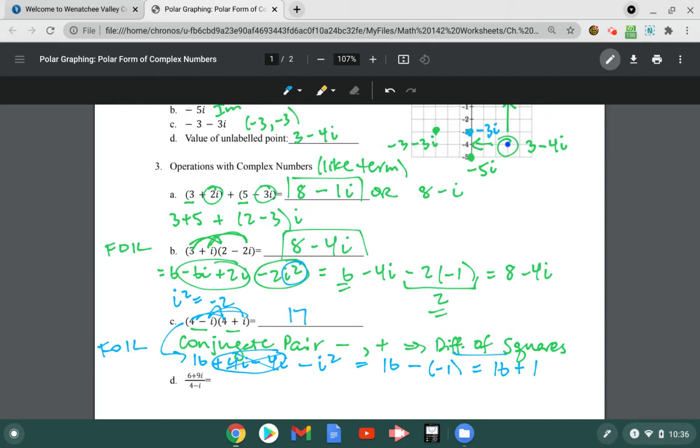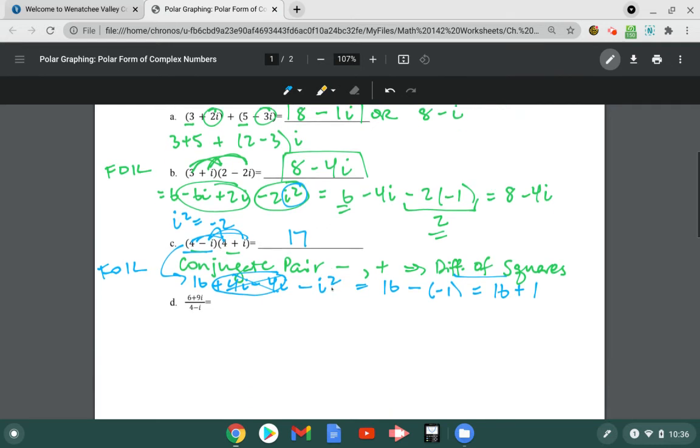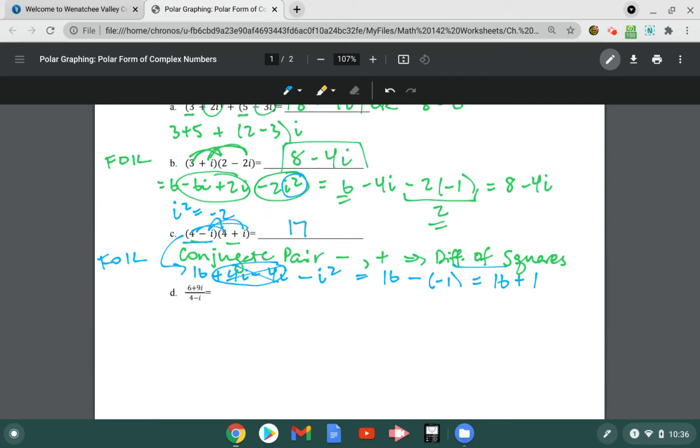So I can get from these imaginary values, from a 4 minus i, to something real by using that conjugate pair. Okay, we're going to incorporate that into part D.